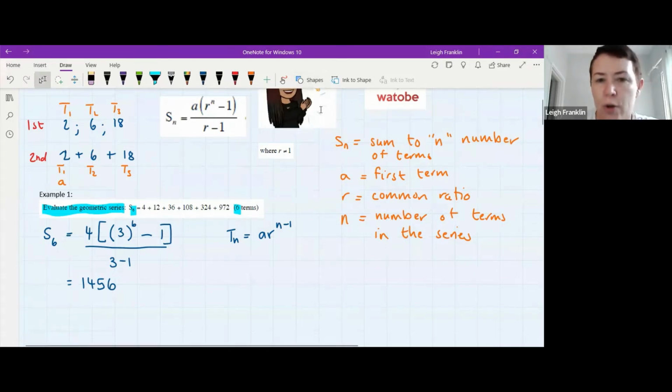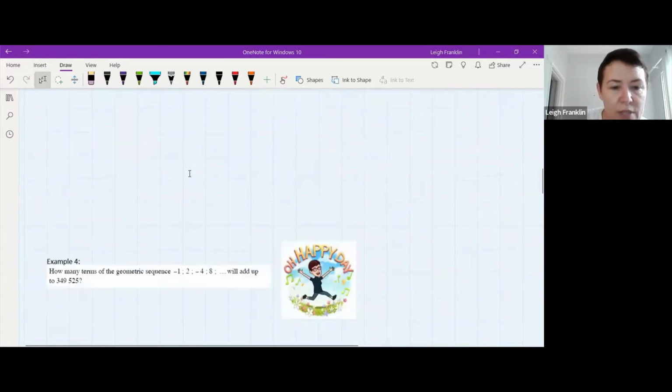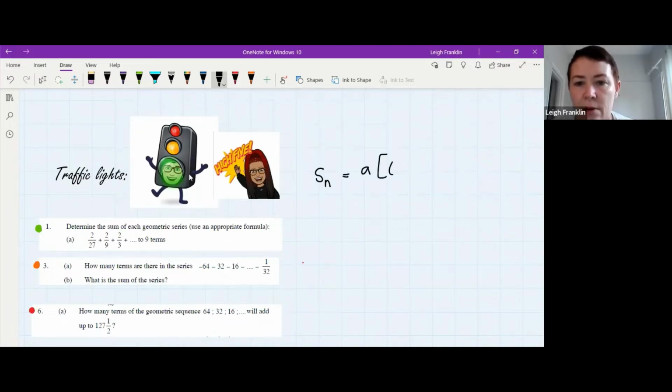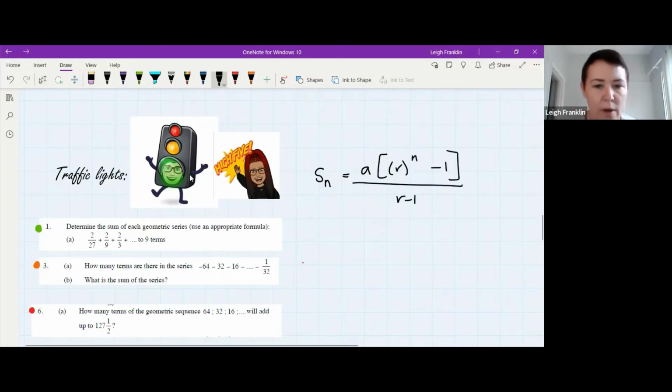All right, so now that I've shown you how to substitute into the formula, let's give you an opportunity to do this for yourself. So let's scoot down here and we'll go to our traffic lights. The first one that you need to do is number 1. Here you're going to answer this question: determine the sum of each geometric series, use an appropriate formula. The appropriate formula in this case is Sn equals A R to the n minus 1 over R minus 1. I'm going to include our term formula because we may need that later on. So both of them are there for you.